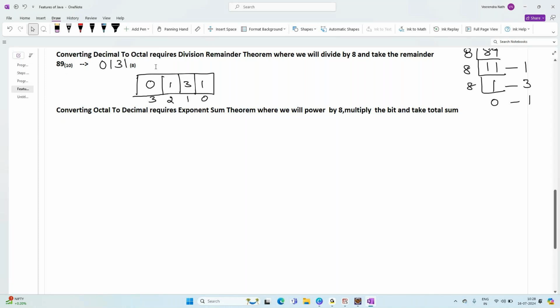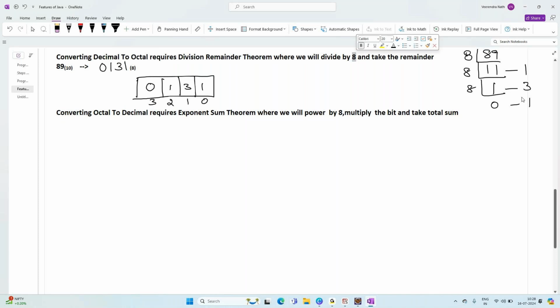That's it. Decimal to octal, you are dividing by 8. You keep dividing until it can no longer be divided, and then we stop. Clear? Clear or not? Okay. So now we are converting octal to decimal.